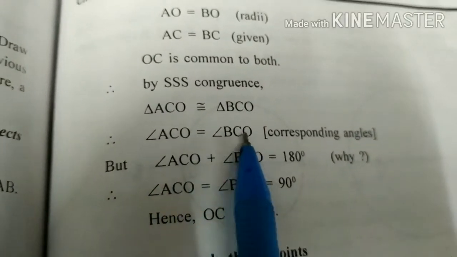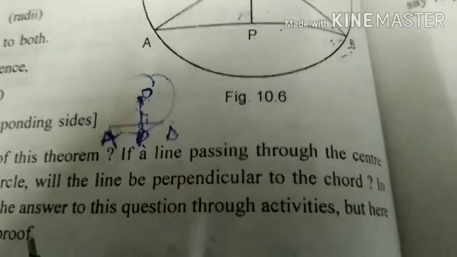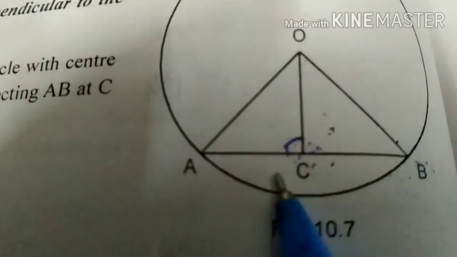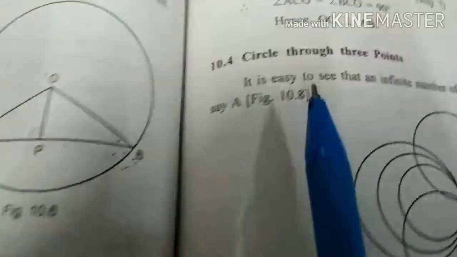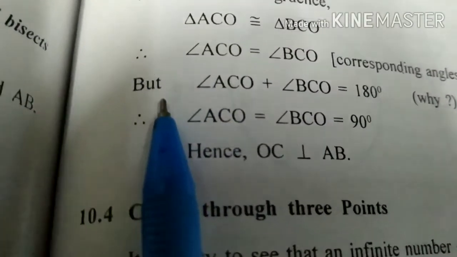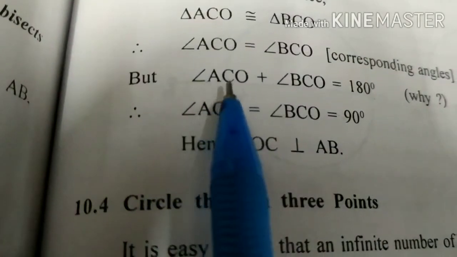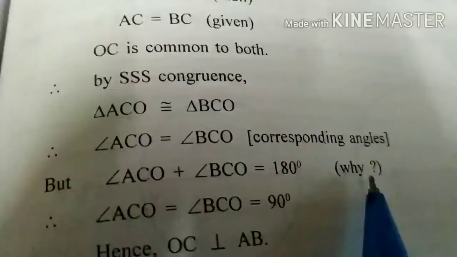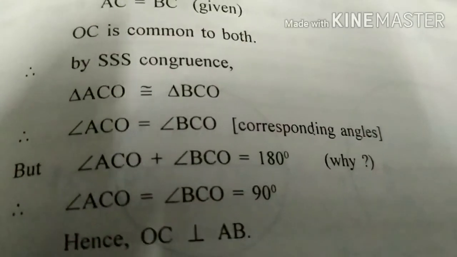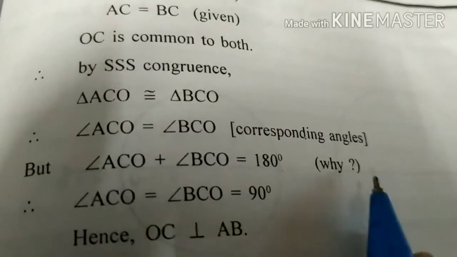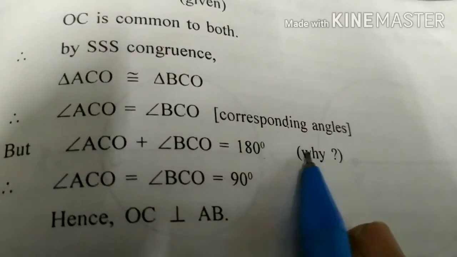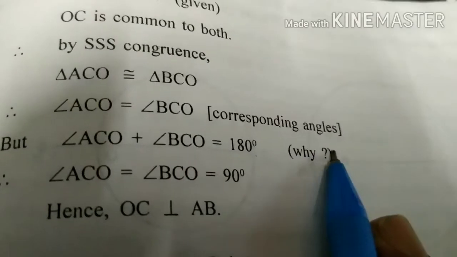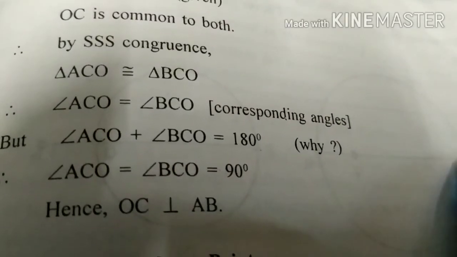Now angle ACO equal to BCO. Just after this, we say angle ACO plus angle BCO is 180 degrees. Why? Being linear pair of angles. You have to write here, since being linear pair of angles.